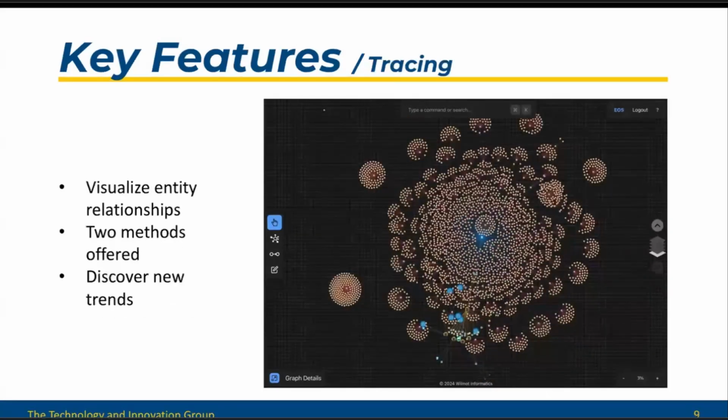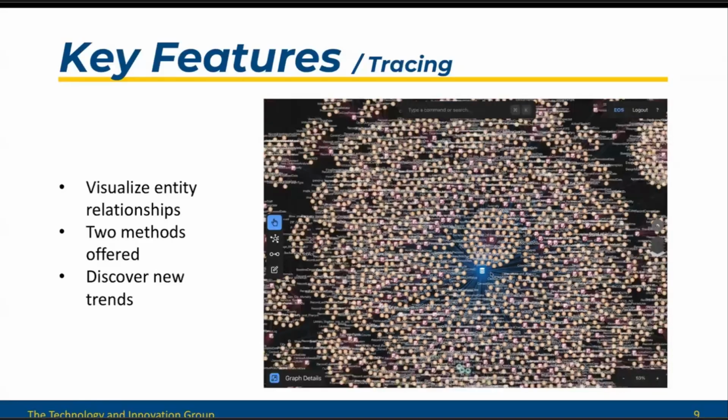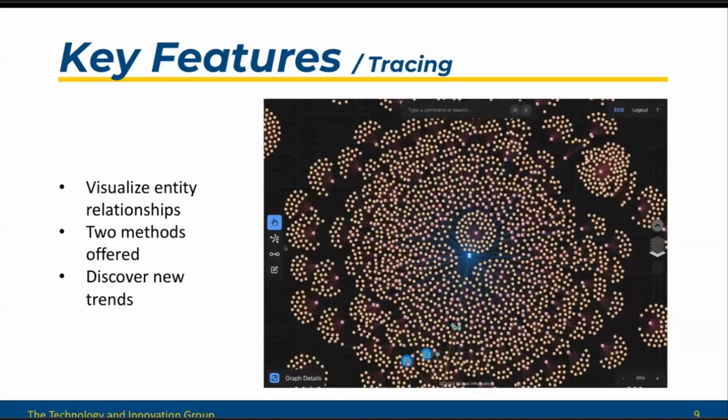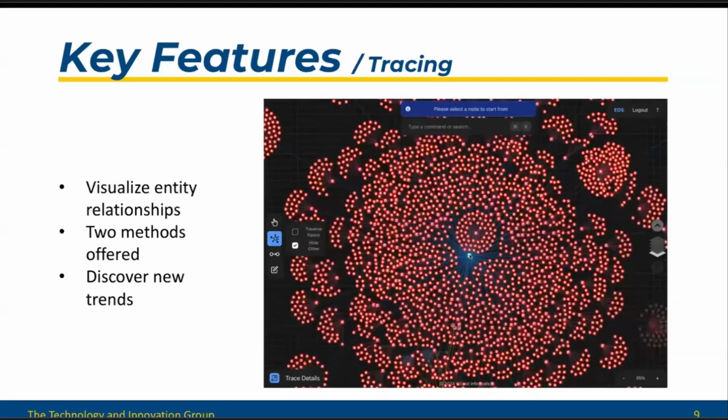Then we have the tracing feature, and the tracing feature allows you to visualize relationships between objects on the graph. With that in mind, we have two variants of this feature. The trace from tool allows you to highlight entities that are connected to other objects. As you can see in the video, when you click on a node, it highlights everything that's connected to it in some way or another.